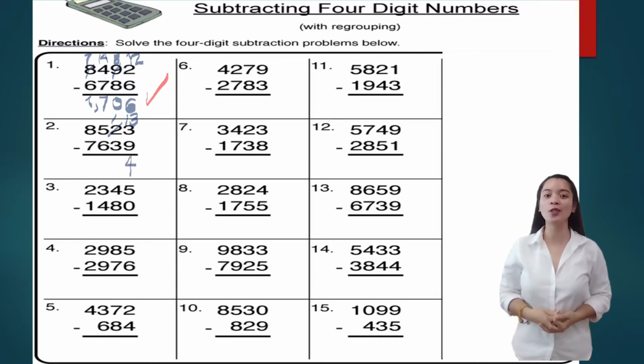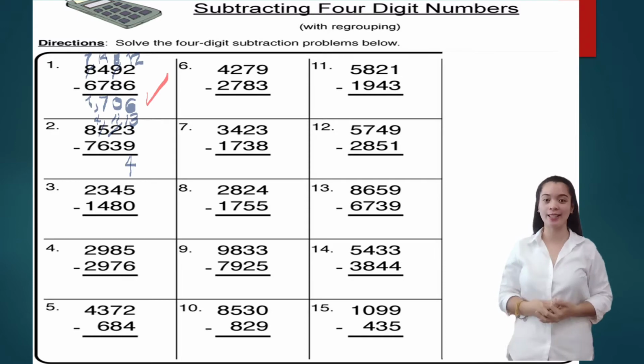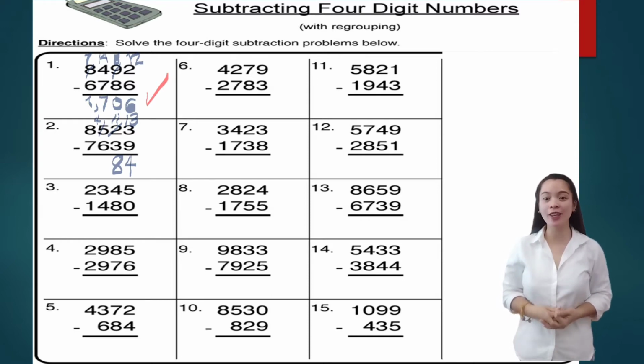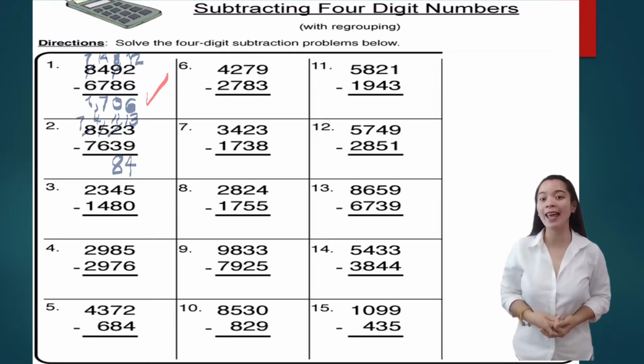Okay, next. Can we subtract 3 from 1? No, let's borrow again. 5 becomes 4 and 1 becomes 11. So 11 minus 3 is equals to 8. Next. 4 minus 6. Oh, cannot be. So let's borrow from 8. So 8 becomes 7 and 4 becomes 14. So 14 minus 6 is equals to 8. So 7 minus 7 equals 0.